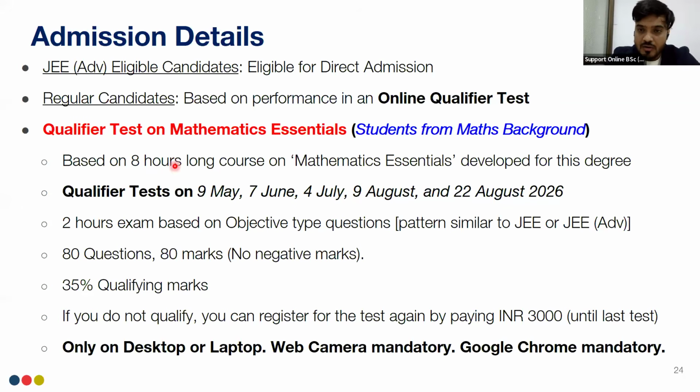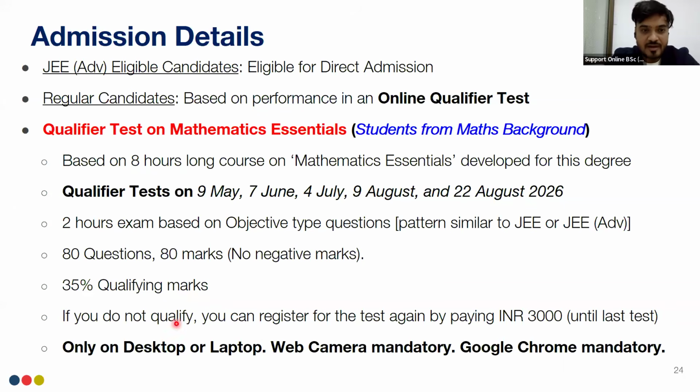The course is 8 hours long and is developed especially for this degree. For maths background students, the first qualifier test is scheduled on 9th May, and these are the other slots for the online qualifier test. It will be a 2-hour exam based on objective type questions, and the pattern will be similar to JEE or JEE Advanced. There is no negative marking; there will be 80 questions comprising 80 marks in total. The qualifying mark for this exam is 35%. If you qualify, you will be ranked, and based on your ranking, you will be given admission to this program.